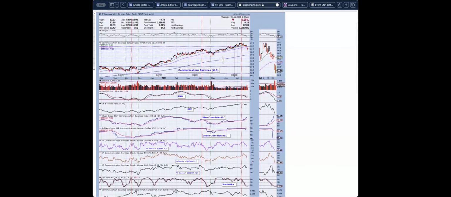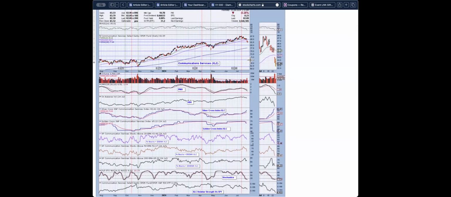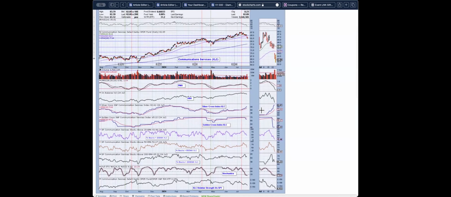Communication services. This is an area that's been seeing some downside pressure along with technology. Google's earnings were not well received. That certainly did not help things for communication services, and many of the other mega caps saw some decline yesterday as well. This is a sector that has been doing very well. You can see that its Silver Cross Index is in the 80th percentile. So we have 83% that hold a 20-day EMA above the 50-day EMA, very much like what we're seeing on the sector itself.